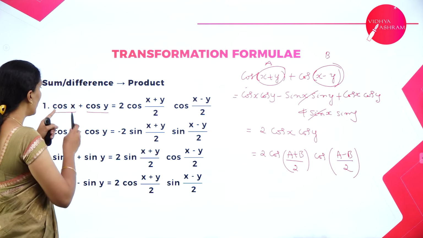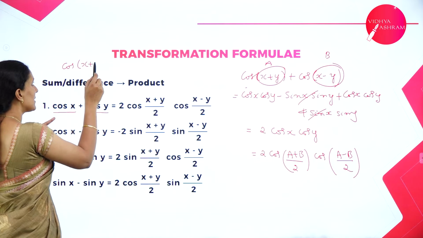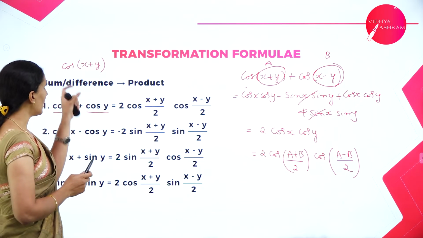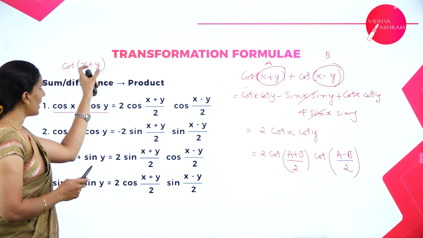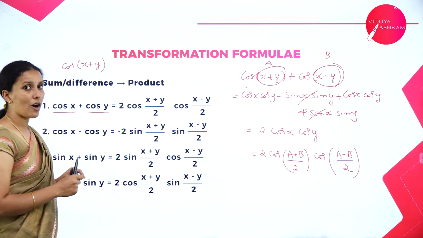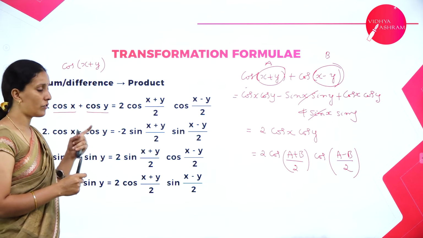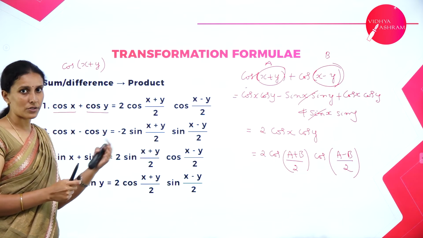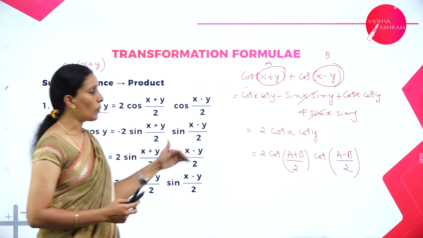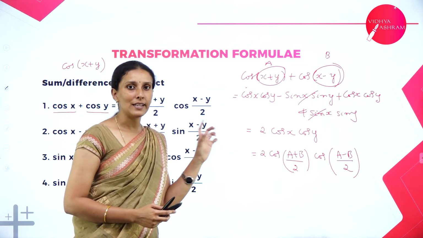So remember here, cos of (x plus y) is completely different from cos x and cos y. Here you are taking the same angle for one function, whereas cos x and cos y are separate. So that's why cos (x plus y) is completely different from cos x plus cos y. Hence, these are the transformation formulas we obtained by adding two compound angle formulas of the same function.